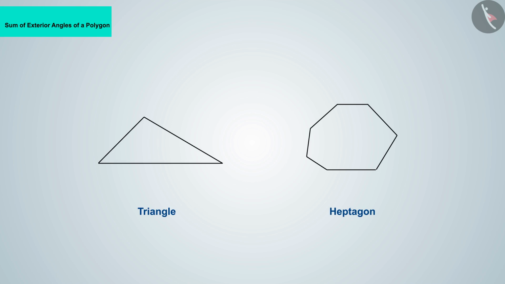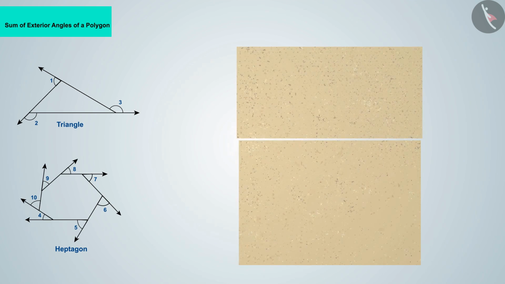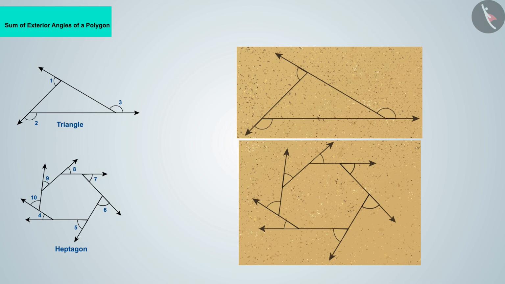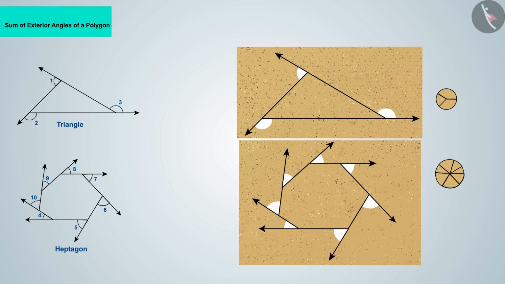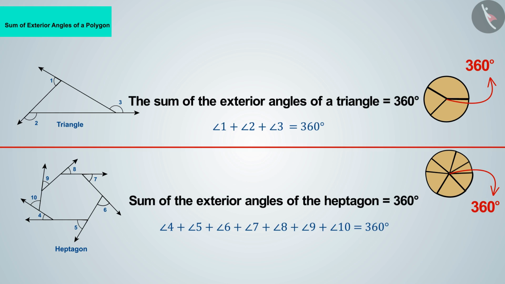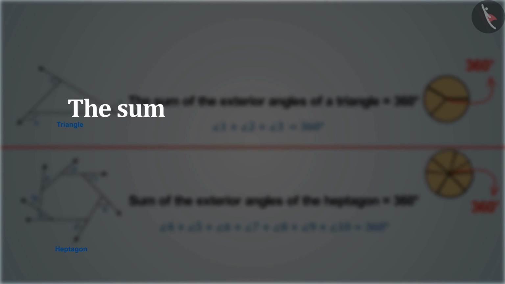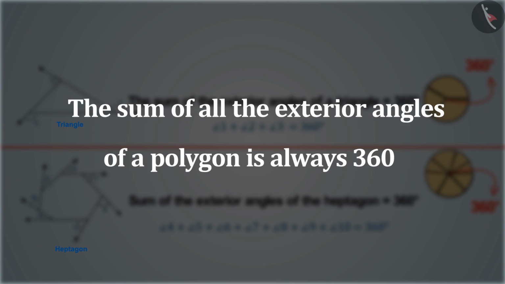Let us now discuss the external angles of these figures. If we place these figures on a piece of cardboard by cutting their external angles in this way, we can see that they also represent a circle like the hexagon, on the basis of which we can say that the sum of the external angles of these two figures is also 360 degrees. Consequently, we can say that the sum of all the exterior angles of a polygon is always 360 degrees.